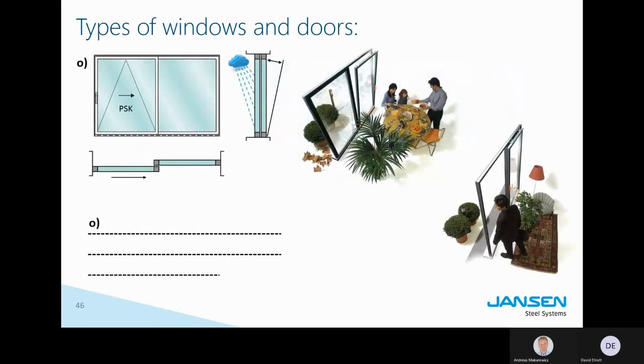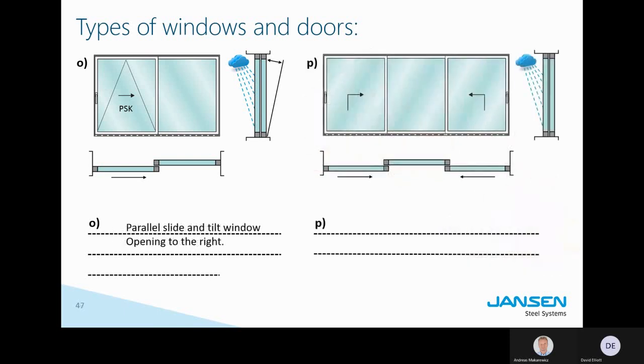One more type of opening is the PSK, the parallel slide and tilt window. I don't know if you have this in your market. I see it's disappearing as an opening method, but it's still available. We don't have these types of windows in the Janssen portfolio anymore, but you'll find them in the market. These are rather the less expensive ones.